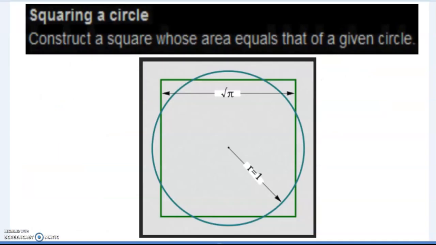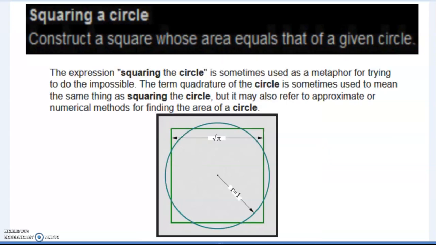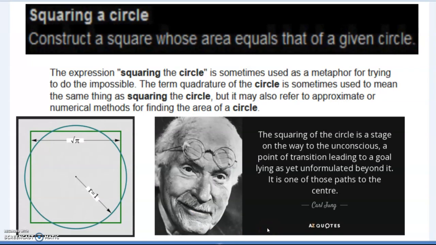But squaring the circle: construct a square whose area equals that of a given circle. So the area of that square would have to be the same as the area of the circle. Now, can you do that with compass and straight edge? No, you cannot. You can get a very, very close approximation above what you could actually construct in real life. But you might have heard the expression, how to square a circle, which basically means an impossible problem. Jung mentions it as well.